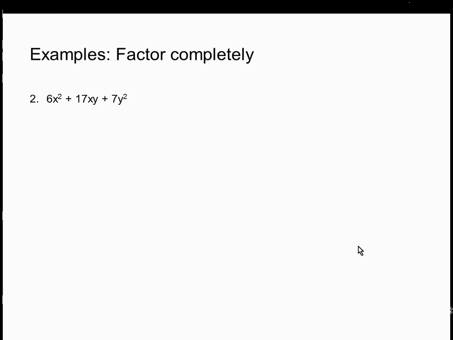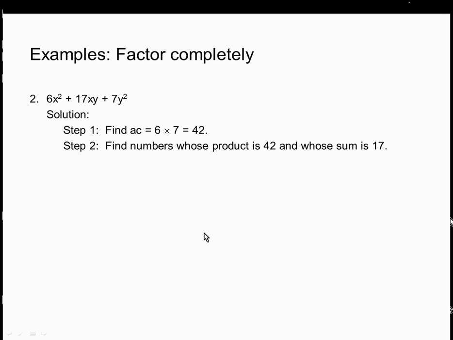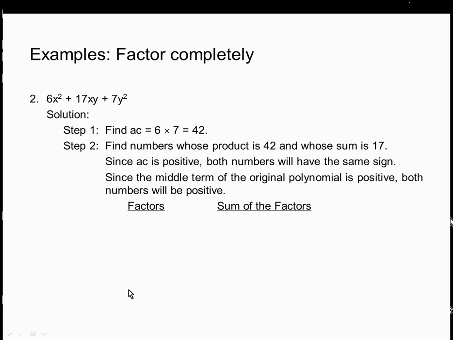I've got 6x squared plus 17xy plus 7y squared. Again, you check to see anything in common. No. Is it written in correct order? Yes. The powers of x go down, the powers of y go up. So let's try to split the middle term. So step 1, a times c. 6 times 7 gives me 42. Okay, I want numbers whose product is 42 and whose sum is 17. Since this is a positive and that's a positive, everybody will be positive.